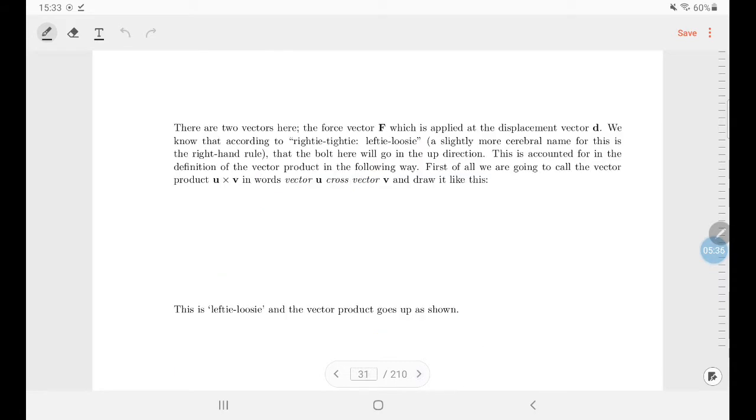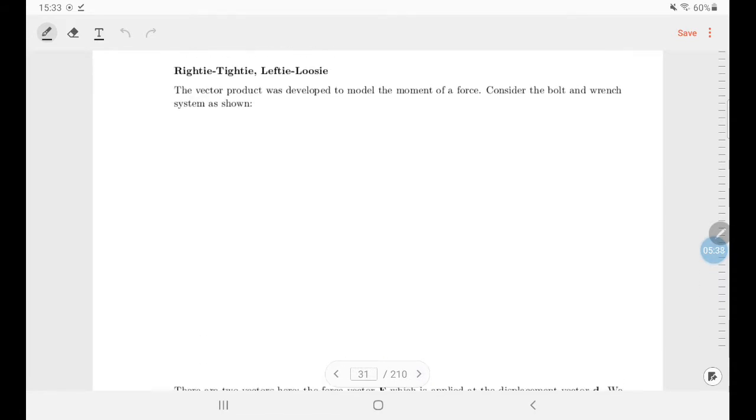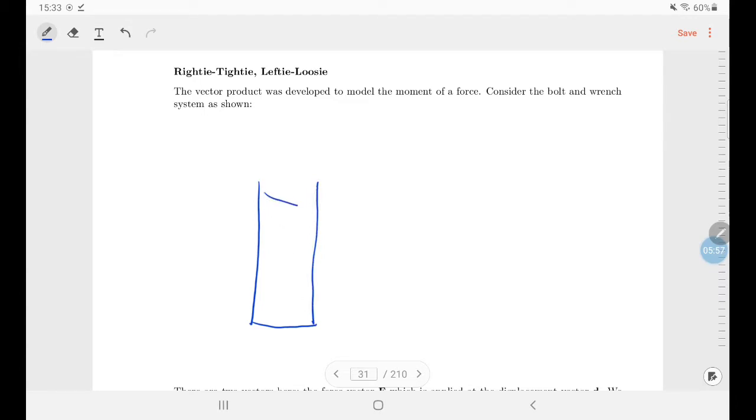Yeah. So let's draw something. This vector product was developed to model the moment of force. So let's consider a bolt and wrench. Let me try and do some drawings. Let's draw a normally threaded bolt. Now I don't know how to draw that, but just a normal one, righty tighty, lefty loosey. Maybe they should be going down, I don't know.